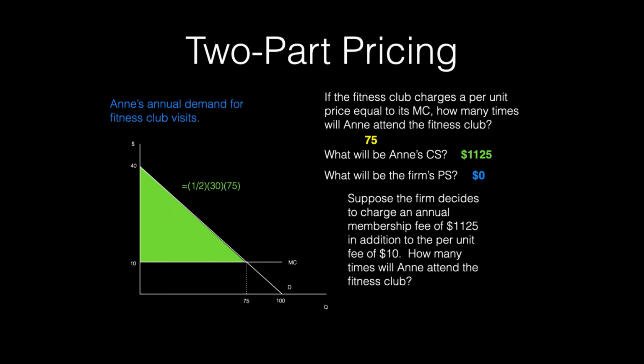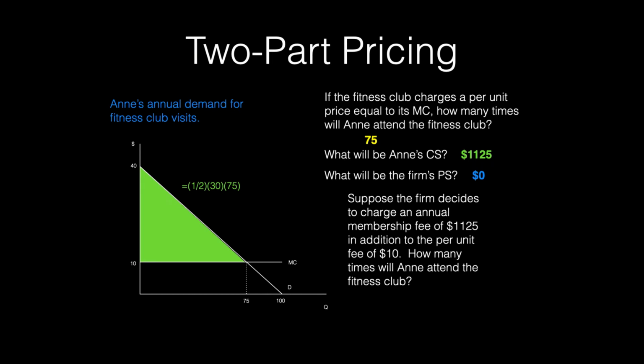Now suppose the firm decides to charge an annual membership fee of $1,125 in addition to the per unit fee of $10. How many times will Anne attend the fitness club? Once the membership fee is paid, this is a sunk cost. As Anne decides whether or not to visit the fitness club, the $1,125 access fee is not part of the marginal or additional cost of another visit.